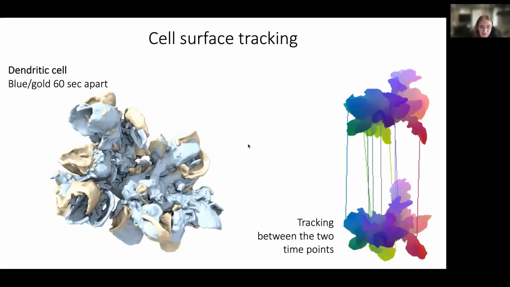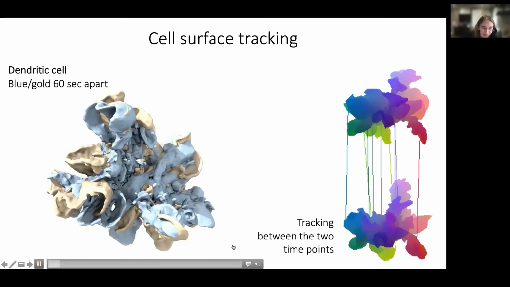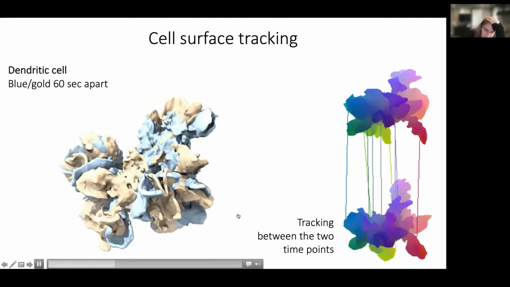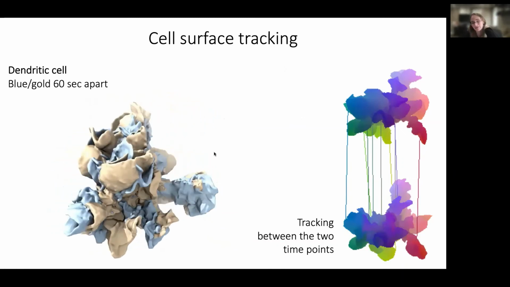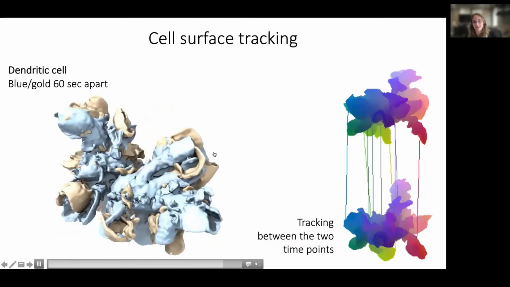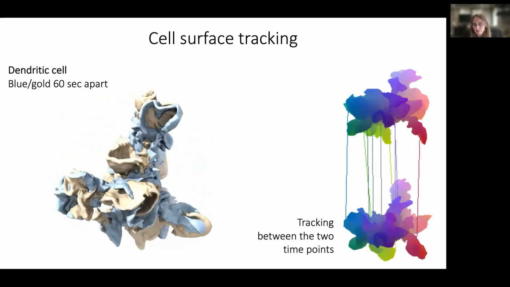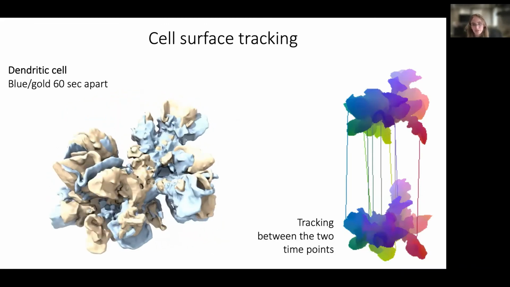But the surfaces themselves have many points, right? Many of these meshes are 100,000 or 200,000 bases. So we have a lot of data in that sense, but it is not statistically independent, right? You have to be careful.